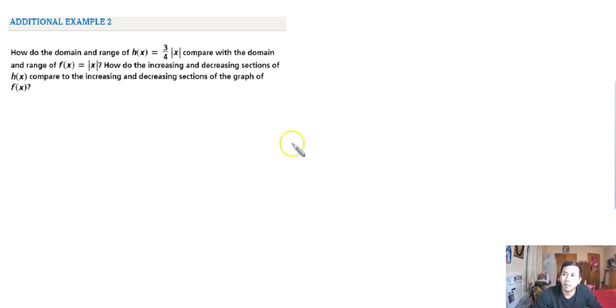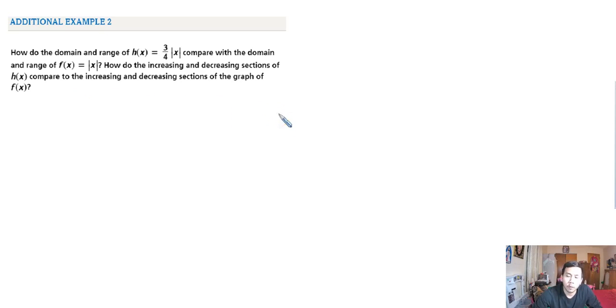So I have here an additional example. How do the domain and range of h of x equals 3/4 the absolute value of x compare with the domain and range of f of x equals the absolute value of x? We are going to answer this question. How do the increasing and decreasing sections of h of x compare to the increasing and decreasing sections of the graph of our mother function f of x?